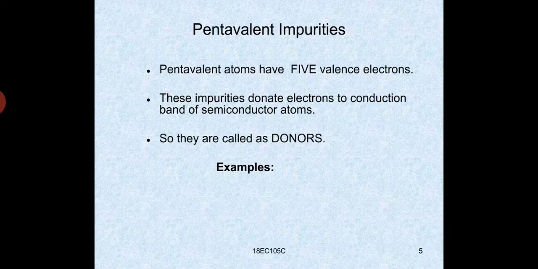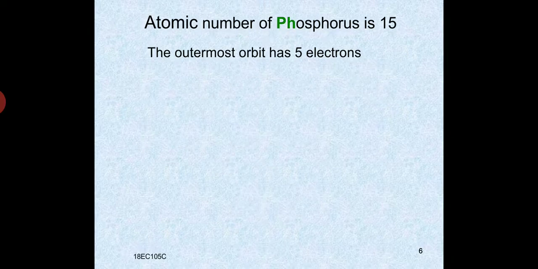Let us see what materials have such properties. The material here is phosphorus, which has 5 electrons in the outermost orbit, then arsenic and antimony. Materials like phosphorus, arsenic and antimony are very commonly used in the industry to create a donor type of material, that is N type.